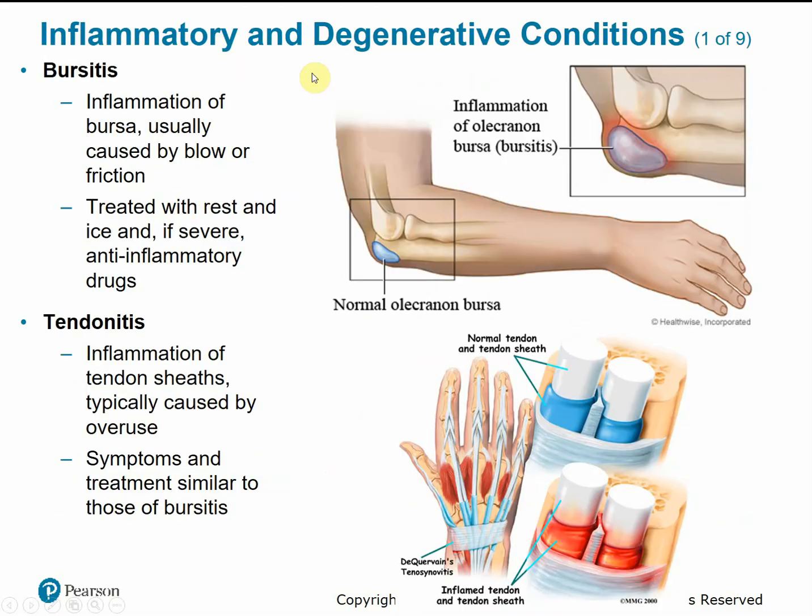Bursitis is inflammation of the bursa, or those little ball-bearing, friction-reducing sacs of synovial fluid. So these are typically caused by just overuse, friction, or injury. Tendinitis is inflammation of the tendon sheaths. Remember we said the tendon sheaths were basically just elongated bursae. So again, just caused by overuse and would have similar symptoms to bursitis.